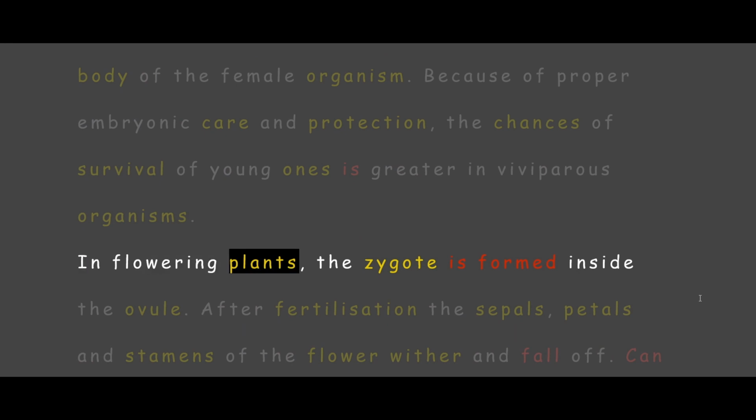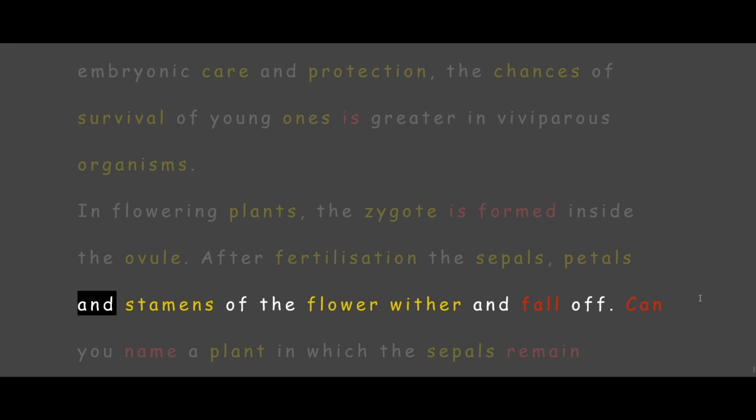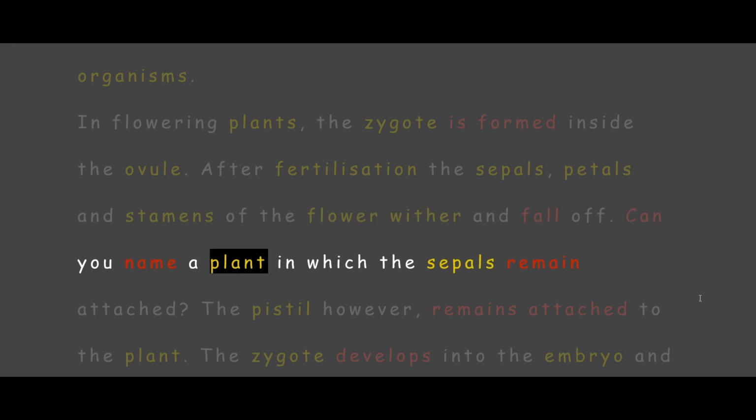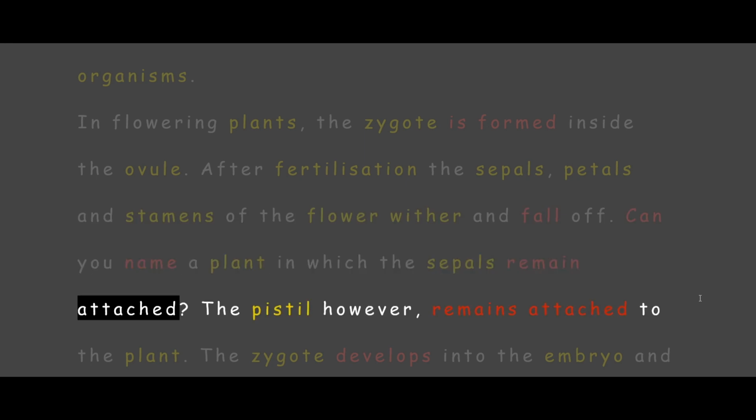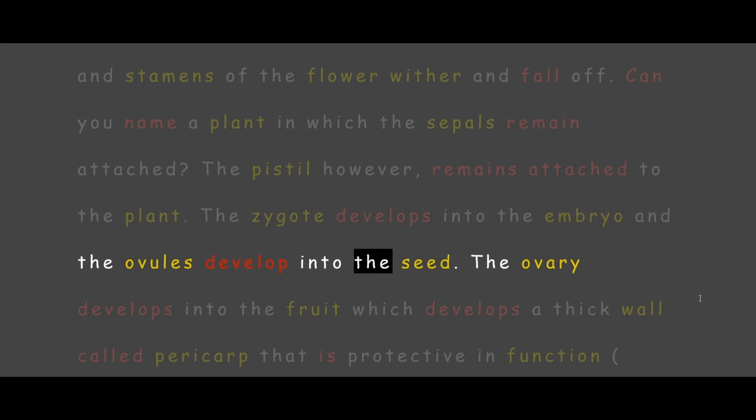In flowering plants, the zygote is formed inside the ovule. After fertilization, the sepals, petals and stamens of the flower wither and fall off. Can you name a plant in which the sepals remain attached? The pistil, however, remains attached to the plant. The zygote develops into the embryo, and the ovules develop into the seed.